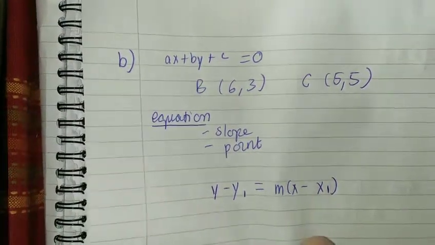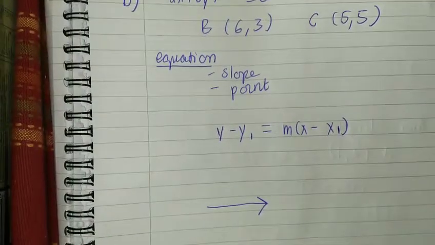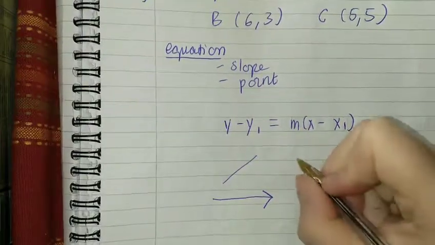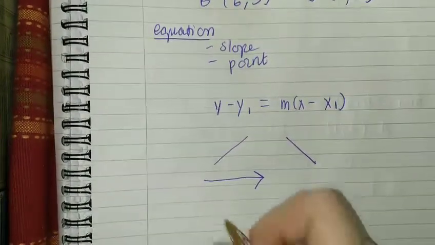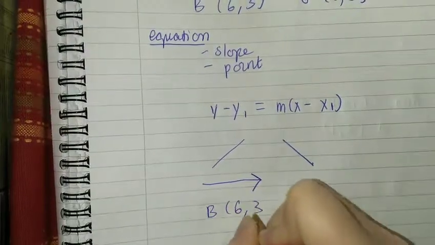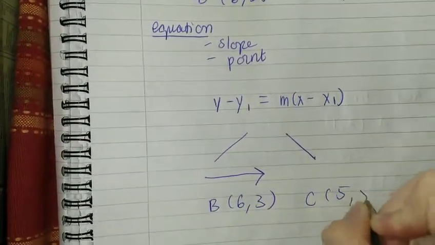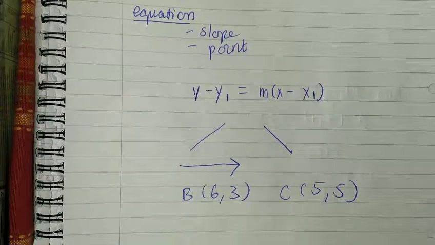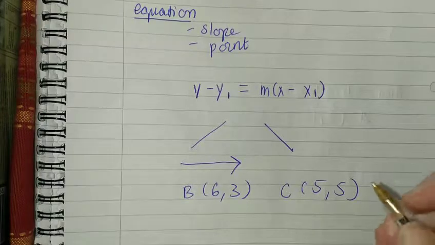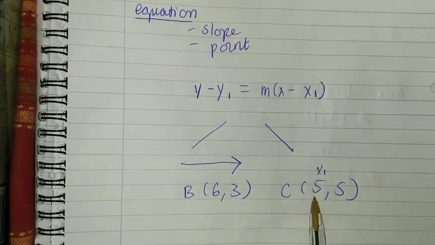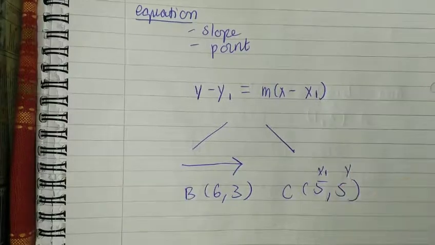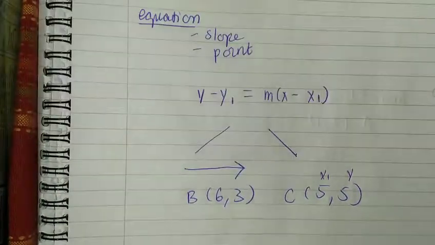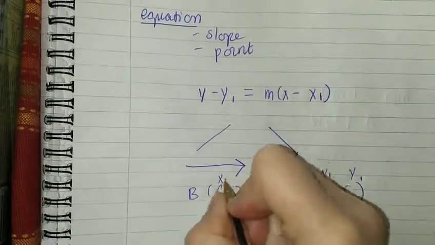So the slope always has to go from left to right. So if it's like this, it's going to be increasing. If it's like this, it's going to be decreasing. So my point B is (6, 3), and my point C is (5, 5). So the point that's closest to the left, I would usually take as my x1, y1, because it's going from left to right. So this is closest to the left because that has the lowest x value. And we can see that C is closer, so it's going to be a negative slope.